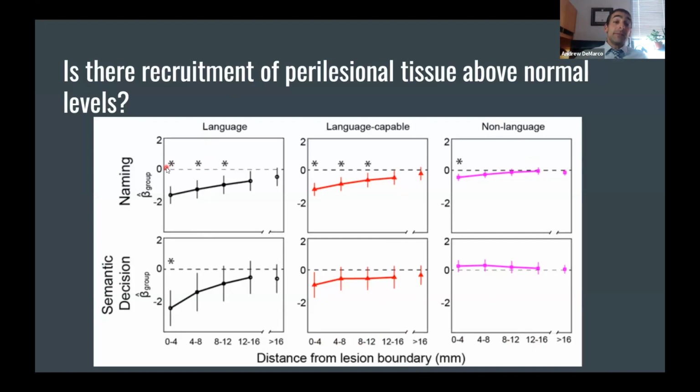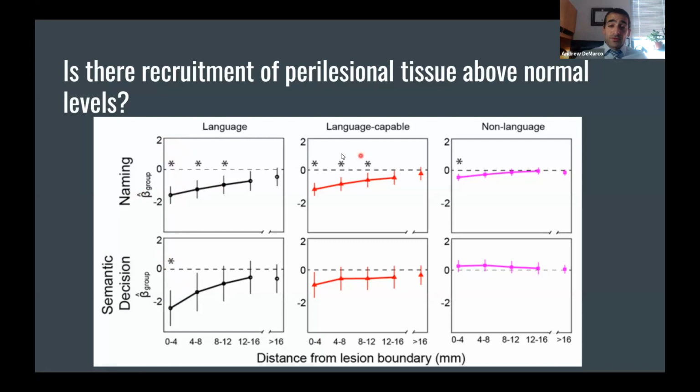And so basically what we're seeing here is that in language tissue, the closer you get to the lesion, the less activity you have in patients relative to controls. So if we were going to find perilesional tissue recruitment above and beyond normal levels, we would expect that line to be up here. But instead, we see underactivation in the patient group around the lesion out to 8 to 12 millimeters in the naming task, and just around the lesion in the semantic decision task.